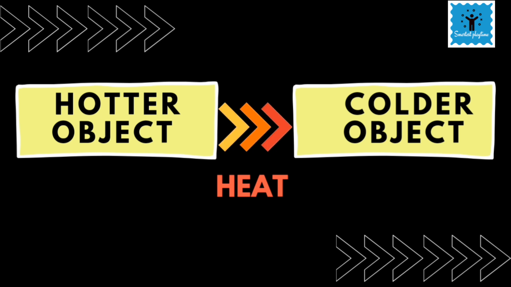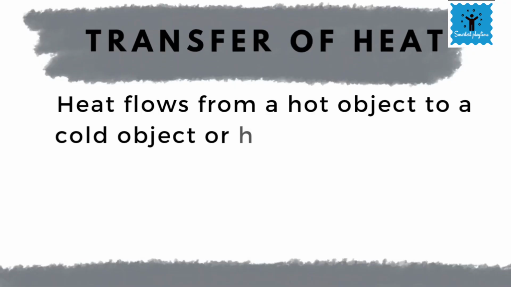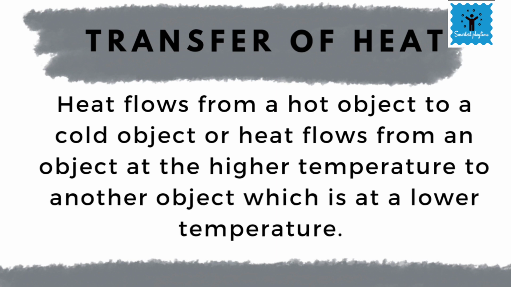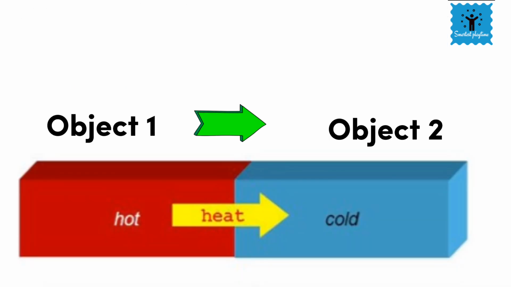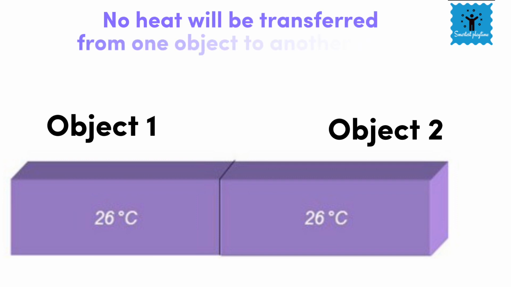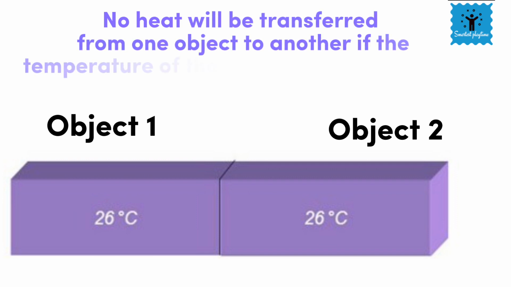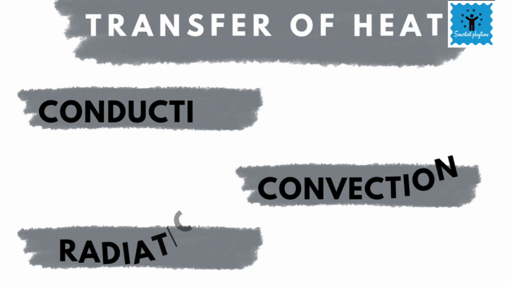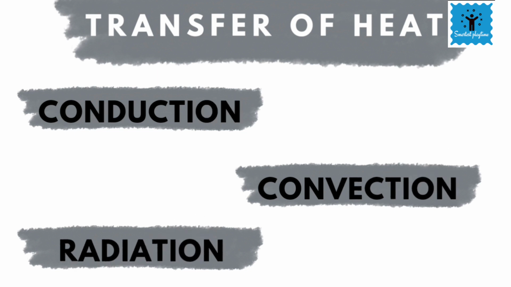In other words, we can say that heat flows from an object at the higher temperature to an object which is at lower temperature. This flow of heat is called transfer of heat. When the two objects attain the same temperature, then the flow of heat stops. It means there is no flow of heat if the two objects are at the same temperature. There are 3 ways through which heat can be transferred: conduction, convection, and radiation.